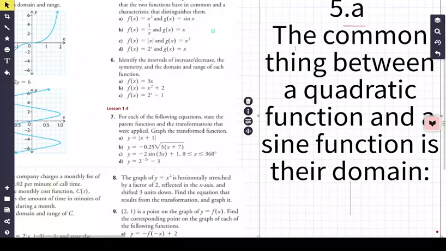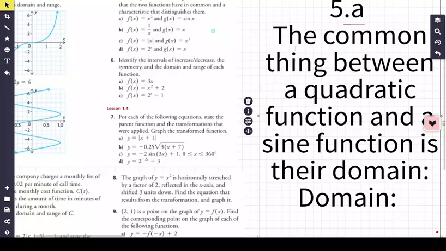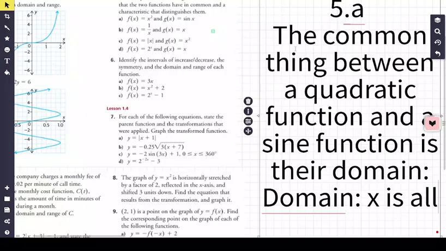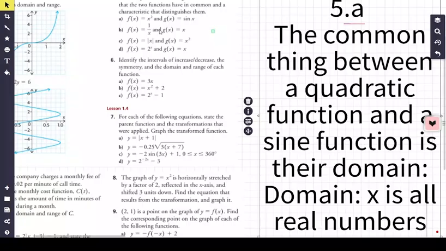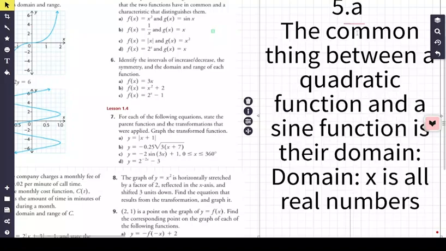Now, what is their domain? Well, domain is simply x, or all real numbers. For every x value out there, a quadratic function is defined. There's a y value. And for every x value out there, there is a sine value for it too. But now, what are the differences?